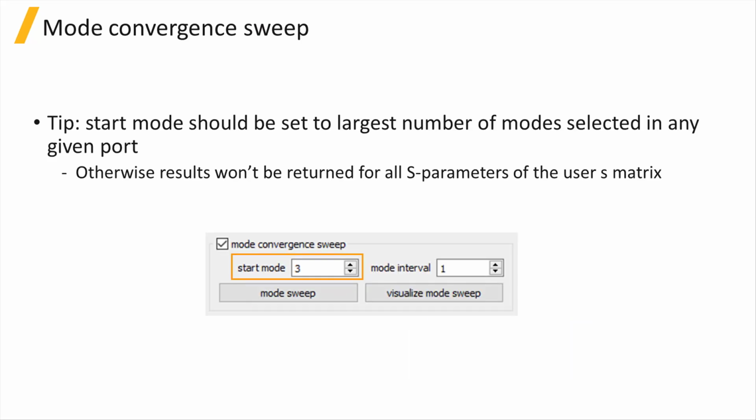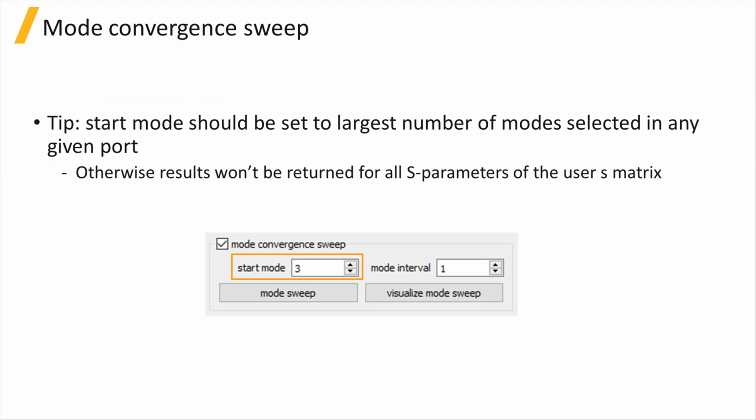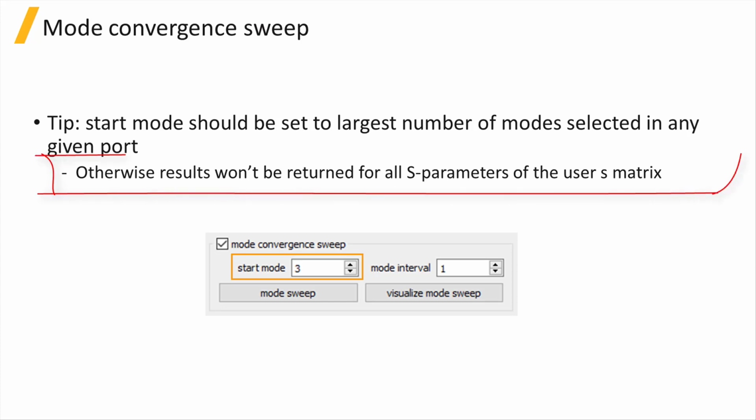One thing to be careful of when setting up the sweep is that the start mode should be set to be at least equal to the maximum number of modes selected in each individual port. Otherwise, the mode convergence sweep result won't include all of the S parameters of the device.